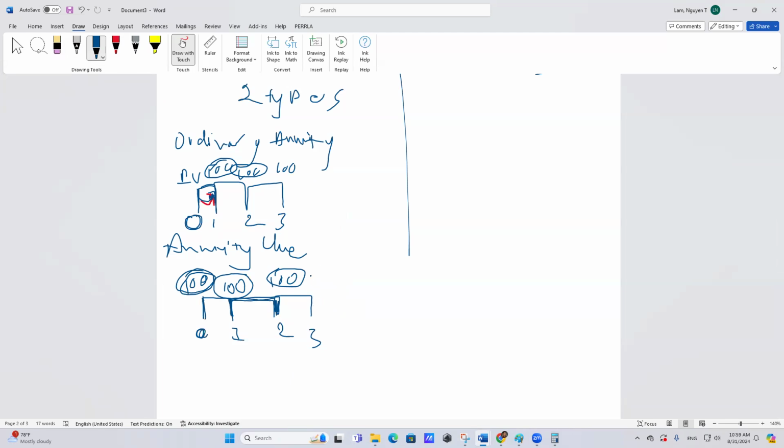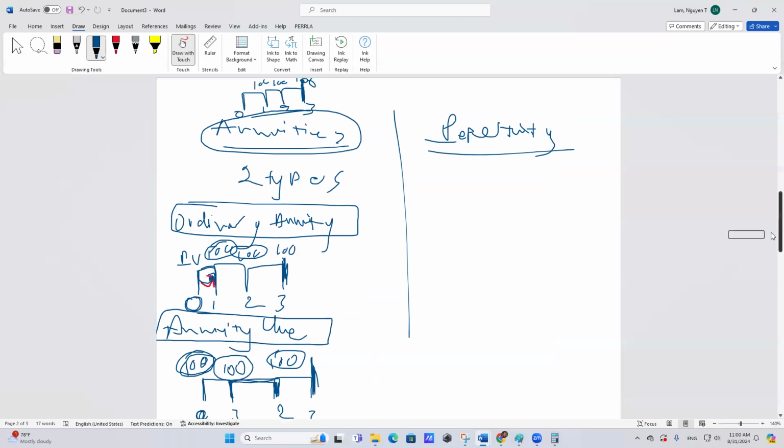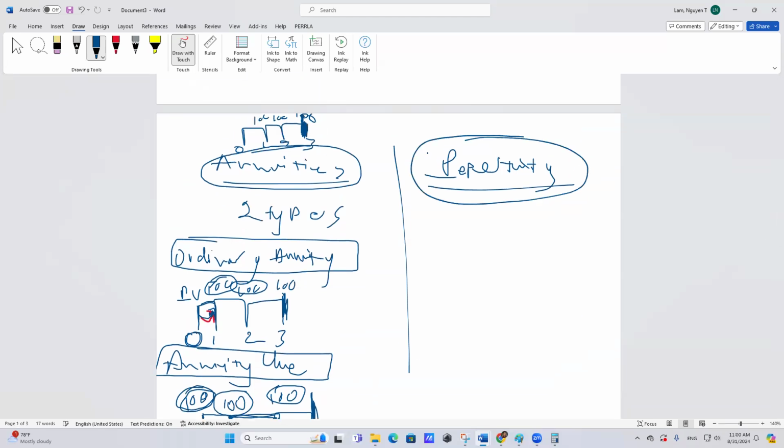So once again, recap: anything that you see with a limited number of periods, in this case 3 periods, or just use as an example 3 years, is an annuity, and it's either an ordinary annuity or an annuity due. And when we're talking about perpetuities, that is cash flow or payments that are infinite, that happen forever.